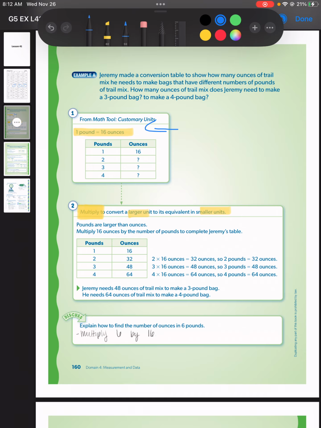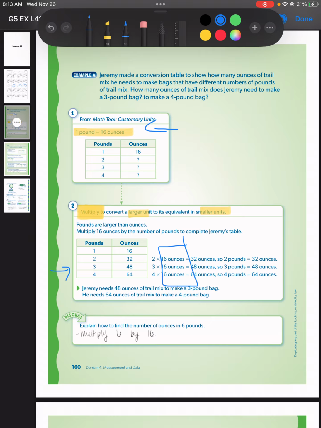Now you can see that they use the fact that 1 pound equals 16 ounces to determine the number of ounces in 2, 3, and 4 pounds. What you want to ask students is, how do they know that they can always multiply by 16? And you want to hear from students: because 1 pound equals 16 ounces, therefore I can always use 16 to figure out the number of ounces in any number of pounds.